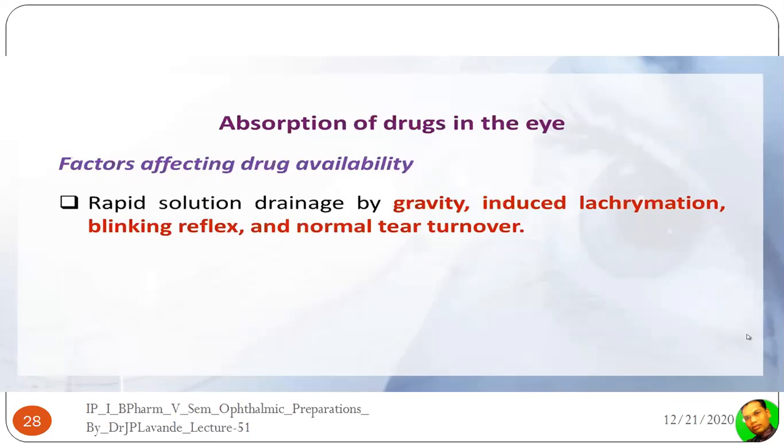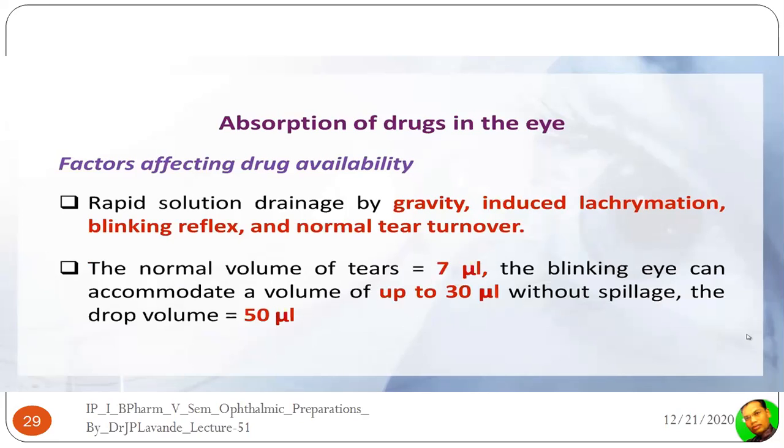and when anything gets introduced into the eye, that will lead to the process of lacrimation and the process of tear formation. So along with this lacrimation and the tear, the drug or the dosage form will get washed out.